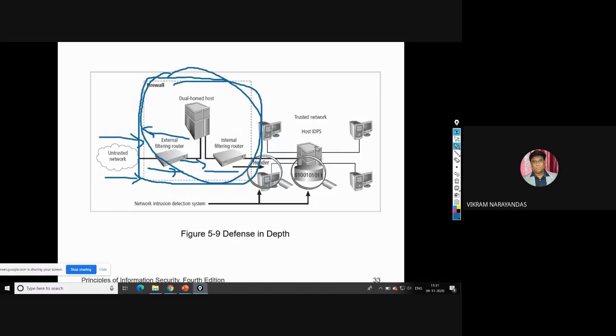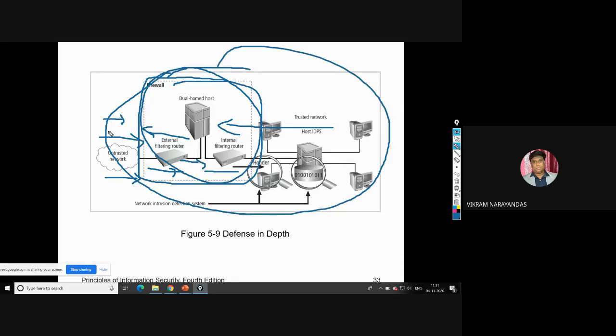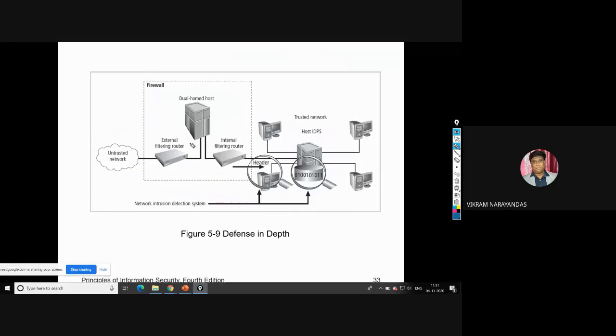So what are the packets coming from the outside network and what are the packets going from the inside network? All this belongs to your internal network, and this belongs to your outside network. The packet should flow from the untrusted network through your packet firewalls to the internal organization. The packet should go through the internal filter router as well as the external filter router. I can use the DMZ also. I can use the IDS also.